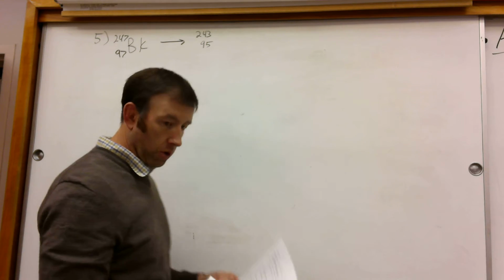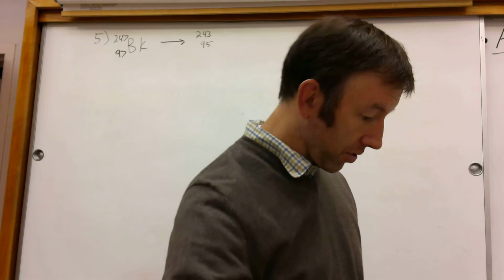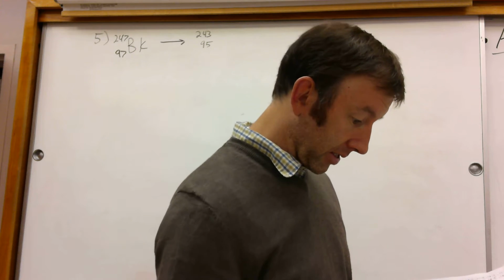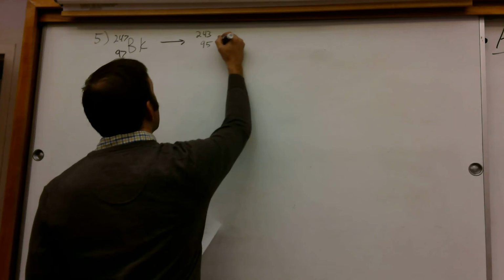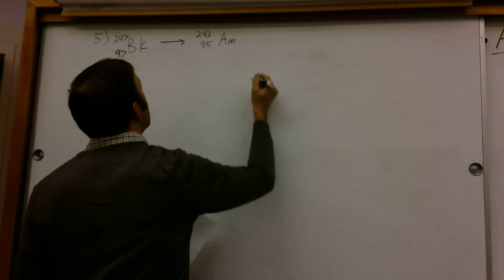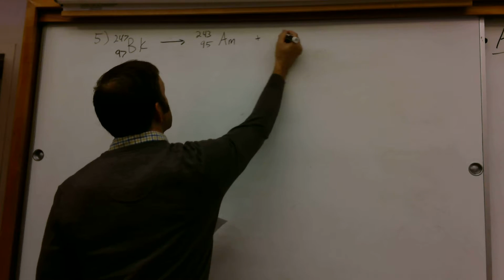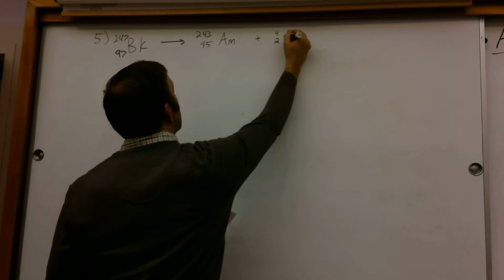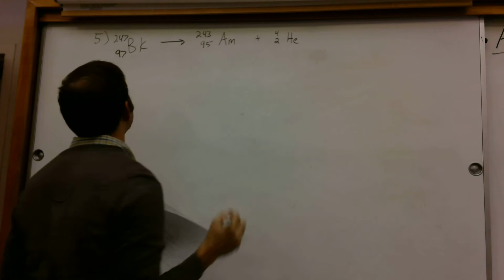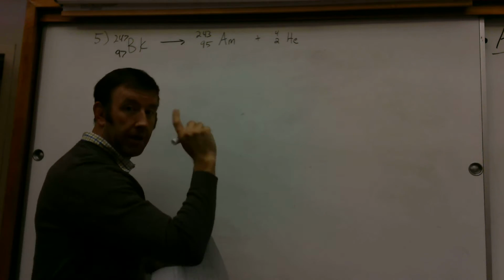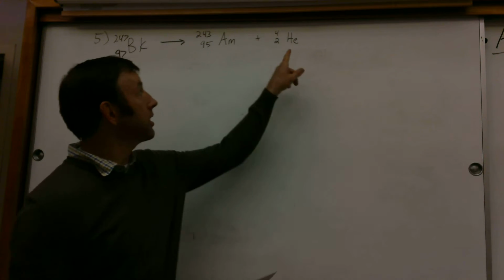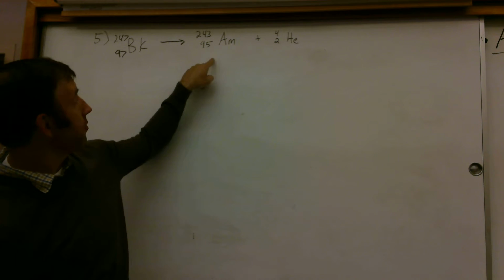All right? So then you go to your periodic table, you find number 95, and that is americium, Am. Now, how did that happen? We shed an alpha particle. All right? So there's our alpha decay. Now, in the next step, we're going to begin with americium.